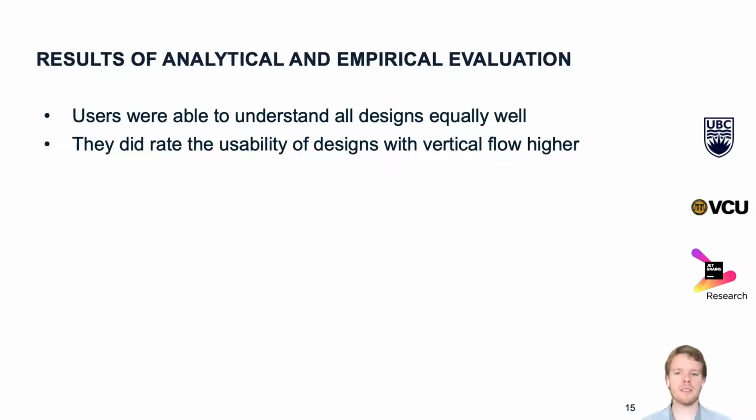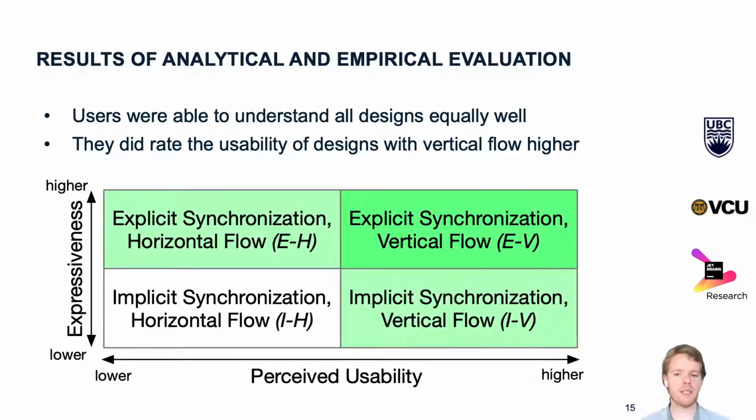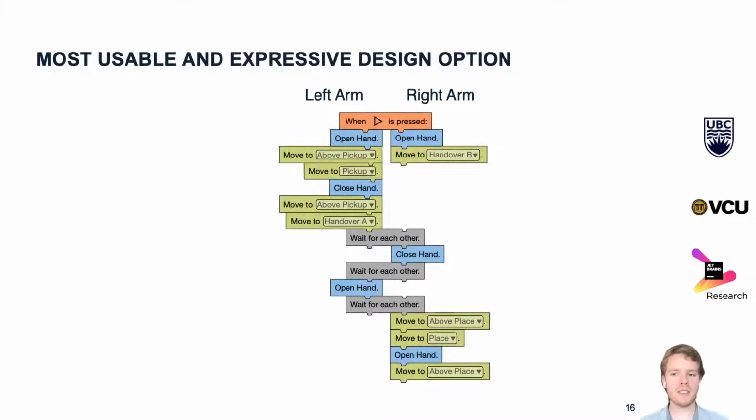Here are some of our results. Surprisingly, there was no significant difference between how well users understood all of our designs. They were able to understand all of them equally well. However, users did express a preference for the designs with vertical flow. This table therefore summarizes our results. As I have mentioned before, explicit synchronization is more expressive than implicit synchronization, and since users preferred vertical flow, this makes the design with explicit synchronization and vertical flow the best in all the aspects that we have analyzed.